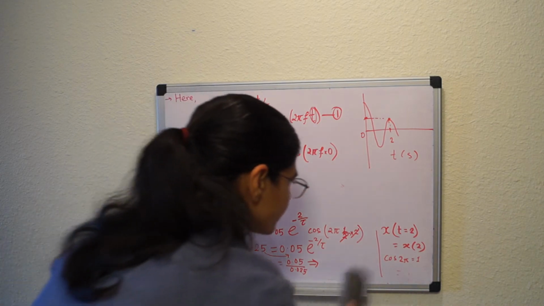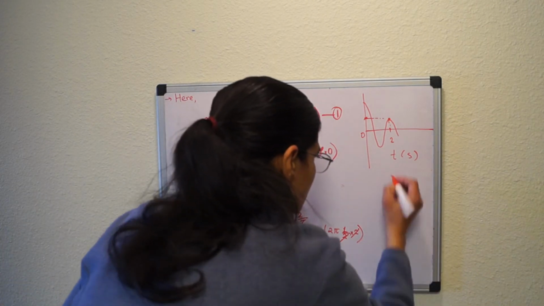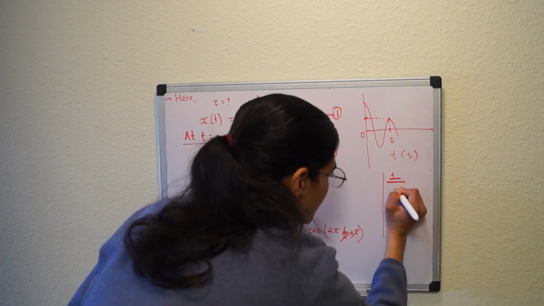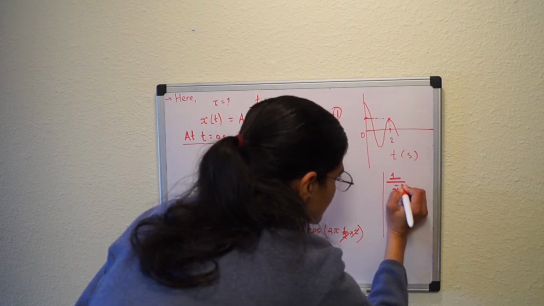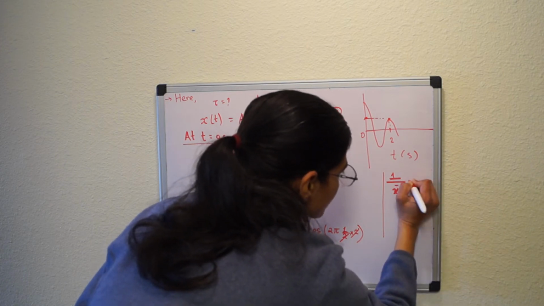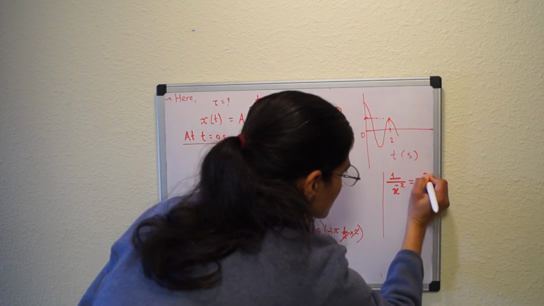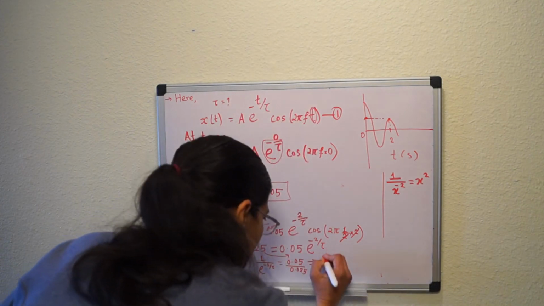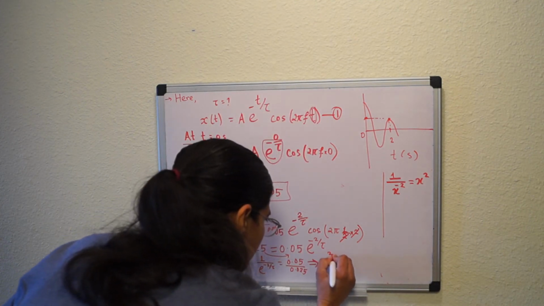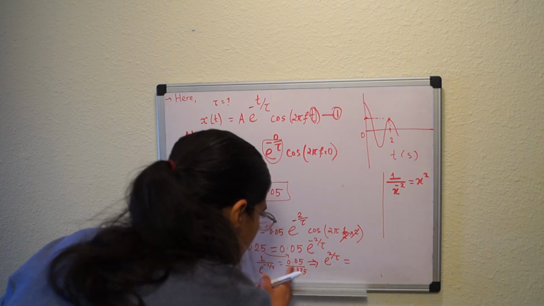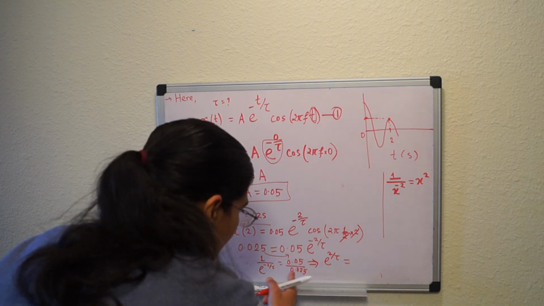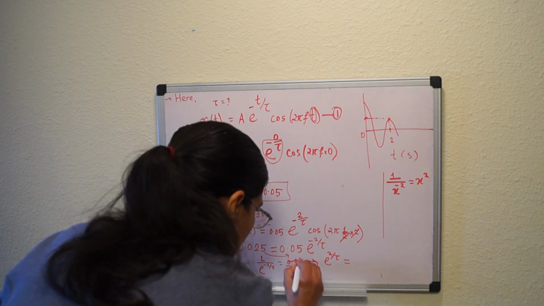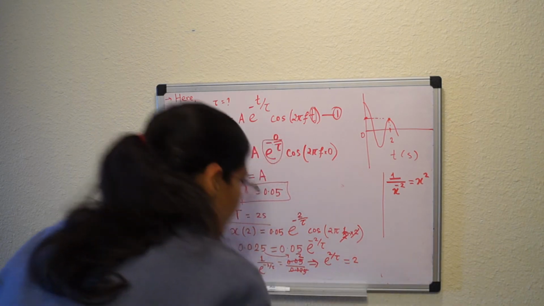So here, 1 divided by x to the power minus 2. You can write this as really what? x squared, right? If you take this up, then it becomes positive. So we are going to do the same thing here: e to the power 2 over tau equal to 0.05 divided by 0.025. That's really 2 times, like that. Okay. All right.